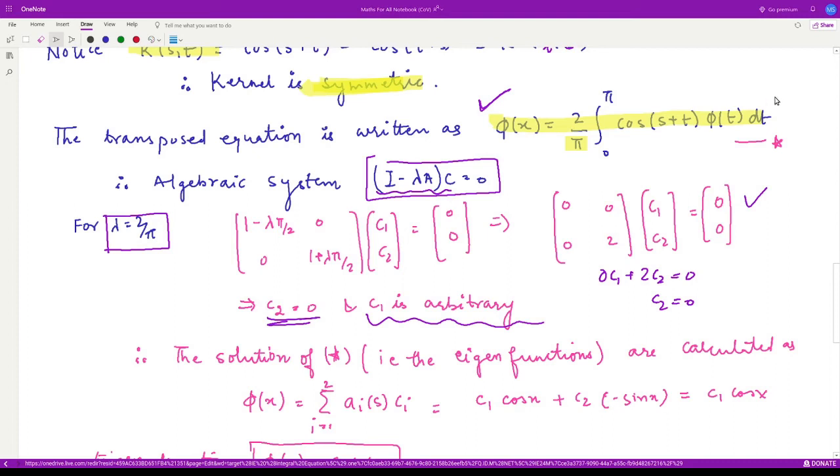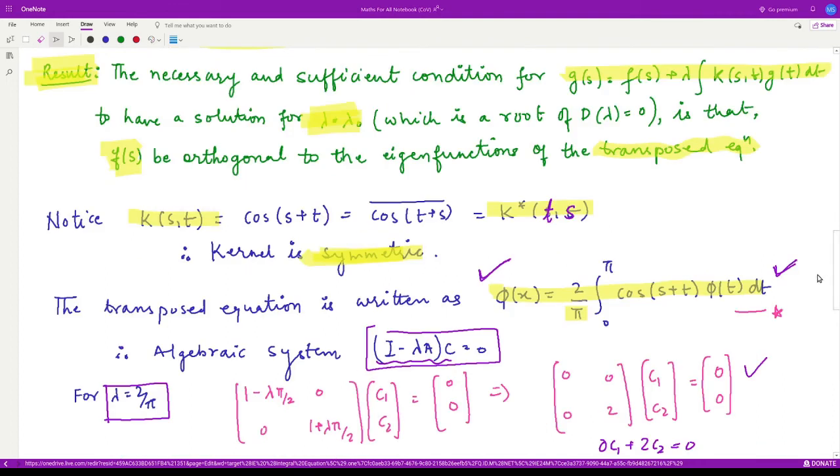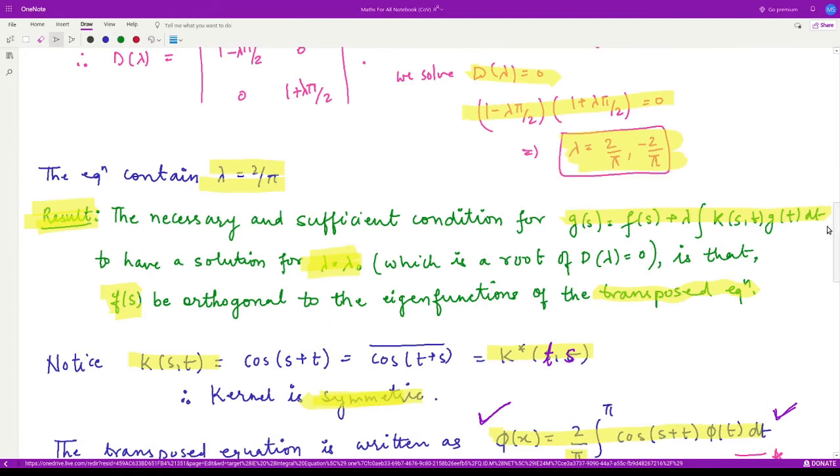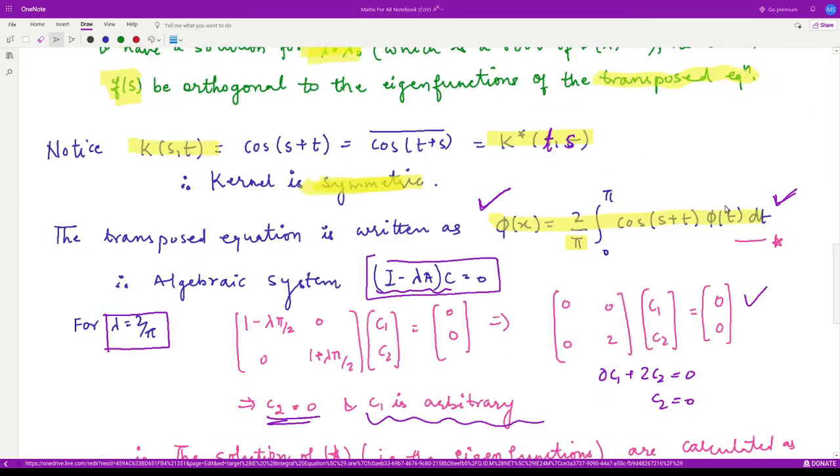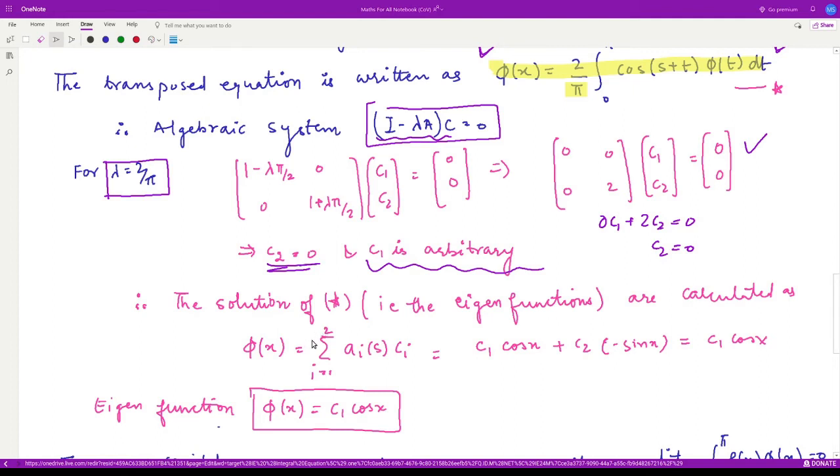So what is the solution of this equation? Wait a second, let us look at the solution. The solution would be phi of x is equal to lambda into the summation from 1 to 2 of a_i(x) c_i. For the homogeneous equation, we leave out the f(x) part. So the solution here becomes phi(x) equal to lambda times the summation from 1 to 2 of a_i(x) c_i. And what is lambda? Lambda is 2 upon pi. Because C1 is arbitrary and C2 is 0, we are only left with this term. So this is our eigenfunction, with the 2 upon pi. Because this is a constant, it doesn't count while doing the calculations.